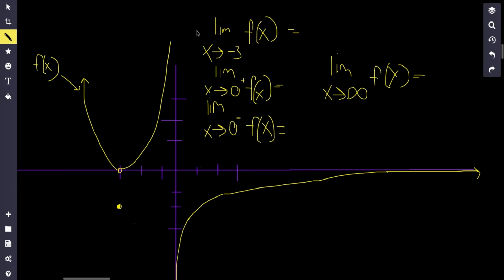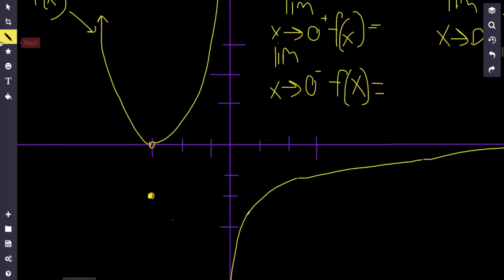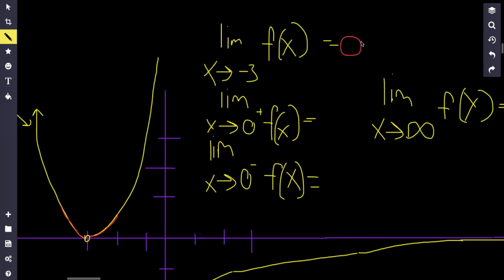What's the limit as x approaches -3 of this function? Well, take a look. As x approaches -3, guess what happens? The y value is approaching 0, right? The y value is 0 as the x value approaches -3. So the answer to this problem is 0.